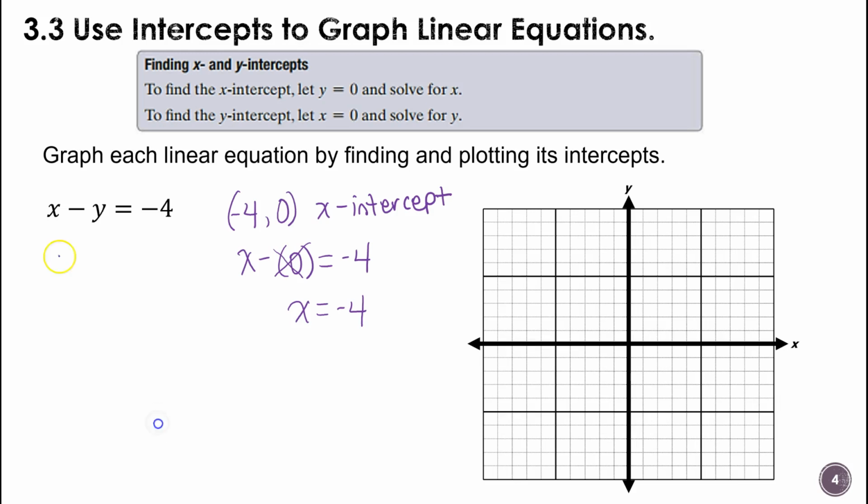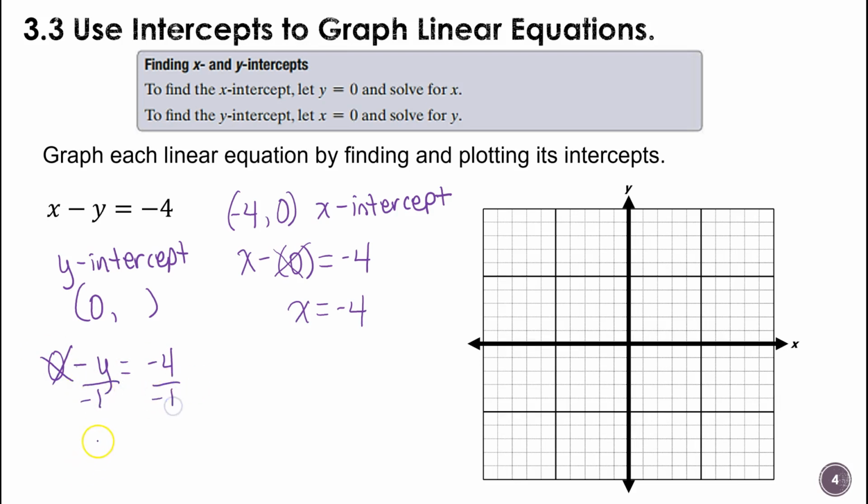Okay, so let's look at our y-intercept. I'm just going to label it up here. To find the y-intercept, we put a 0 in for x. So that makes it x minus y equals -4, so that term is just gone because we substituted a 0 in there. We're going to divide by -1 to solve for y. And we see that y is +4.